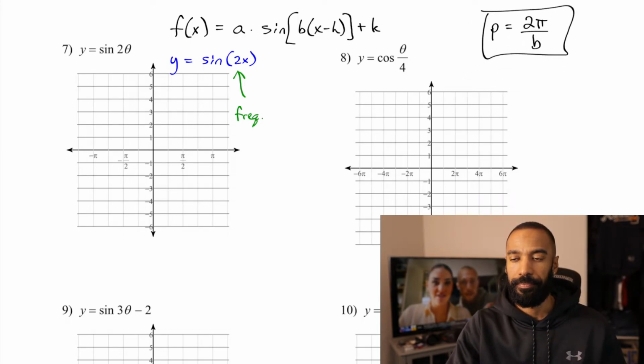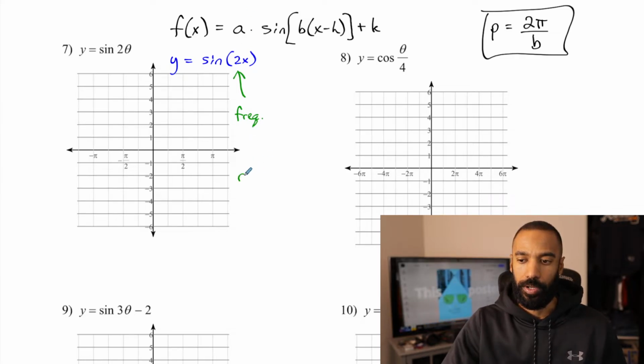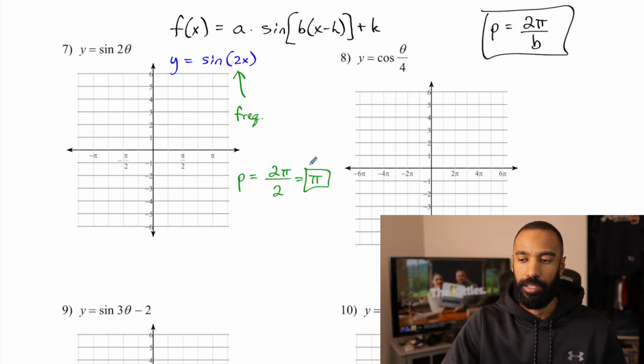Period is 2 pi over b. So what is your new period in this one going to be? It's going to be 2 pi over, your b value is 2. So this is pi. Your new period is pi.